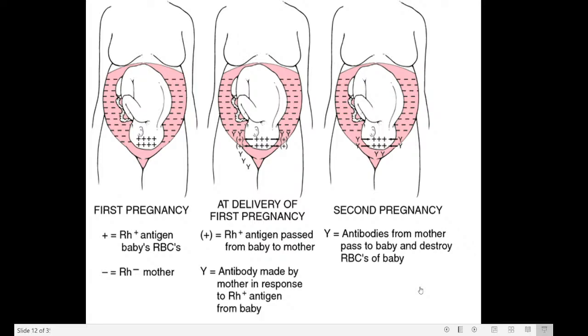The RH factors are fully based on blood positive and blood negative. If cells have the RH factor on the cell surface, that is positive. If there is no RH factor, that is negative.